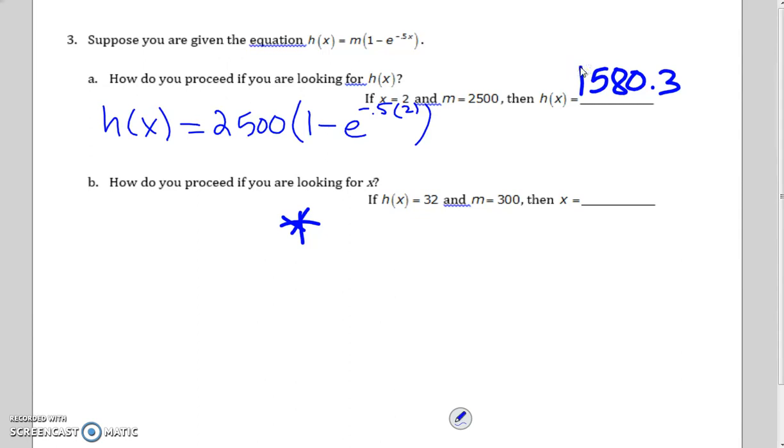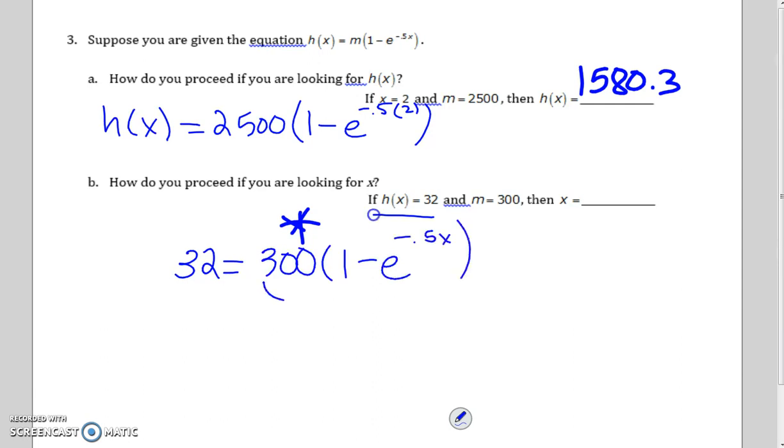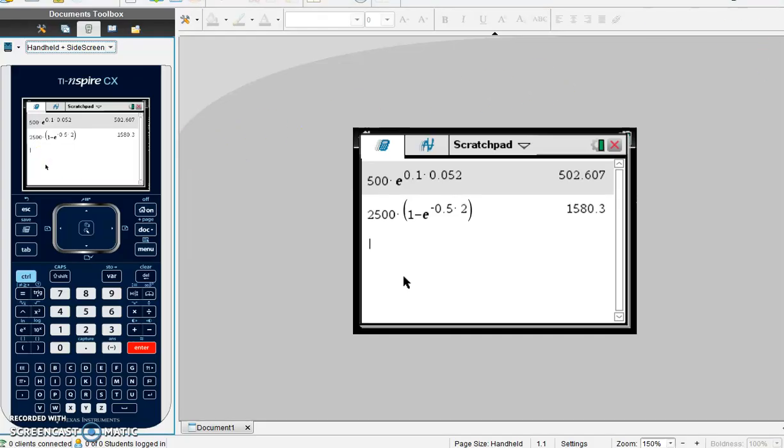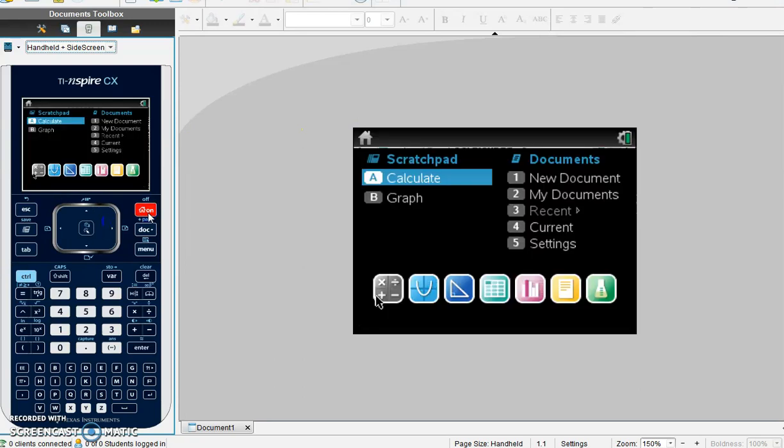All right, so on the next part, in 3B, remember, this is where we're going to use our graphing. So h of x equals 32. So I'm going to go ahead and substitute everything in. M is 300. I write everything else out. Remember, I'm going to graph this as one function, and this is another function, and find the intersection. So I go back to my graphing calculator. I go back to my home screen.